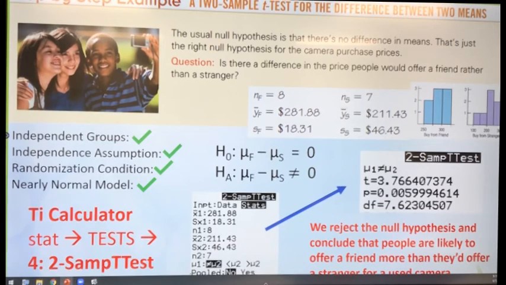So same thing we've been doing with all the hypothesis testing, check our conditions, set up a null and alternative hypothesis. Only difference is we are going to a 2-sample t-test because our sample size was so small. Otherwise, if this was greater than 30, like I mentioned, we could use a z-test.